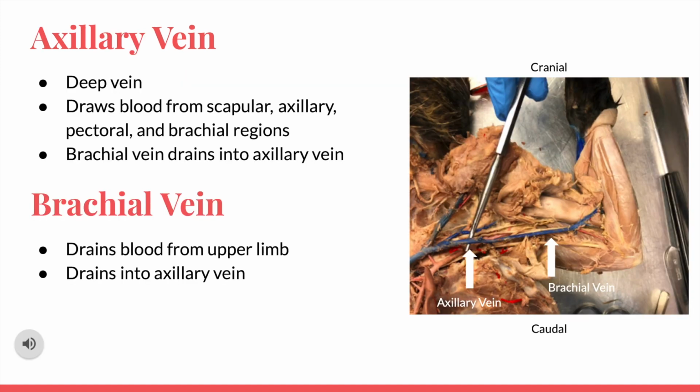Now we can take a closer look at the axillary vein and the brachial vein. The brachial vein drains most of the blood from the upper limb and then drains into the axillary vein.